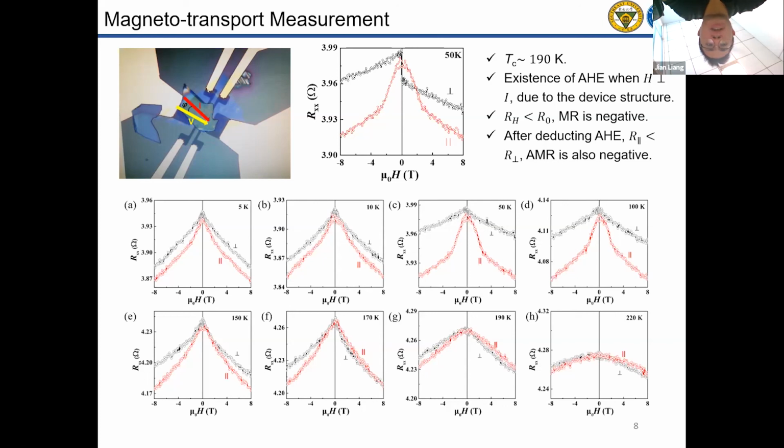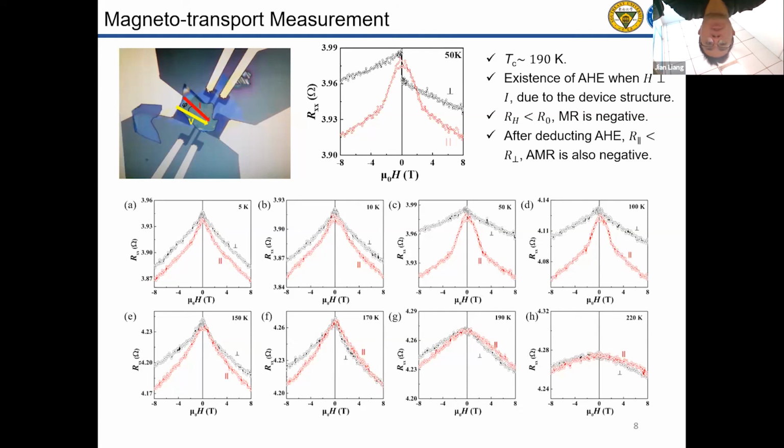As we can see, Rxx increases with increasing temperature and decreases with increasing magnetic field for both current parallel or perpendicular to the magnetic field. The resistance Rxx of current perpendicular to the field is always larger than that of current parallel to the field, indicating negative anisotropic magnetoresistance.